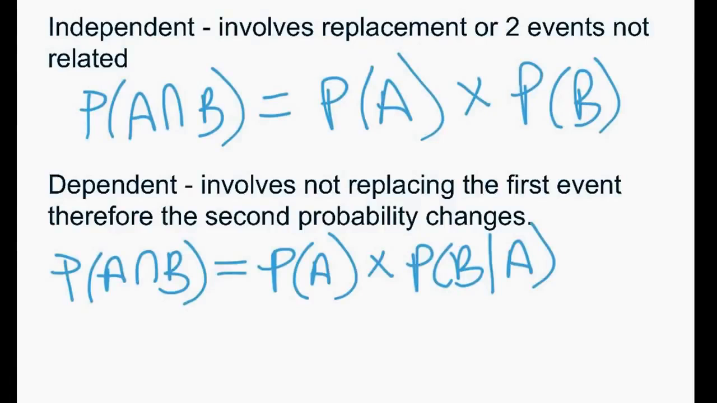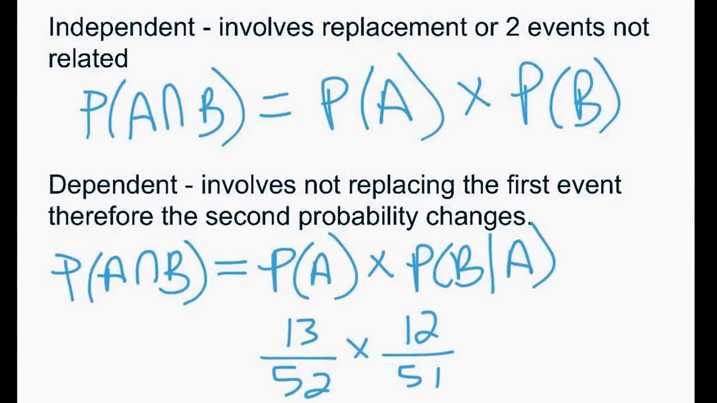So clubs would be 13 out of 52. Then the second club, there'd only be 12 left, and there would only be 51 cards left. So when it's dependent, that second probability gets altered because of what happened in the first draw.